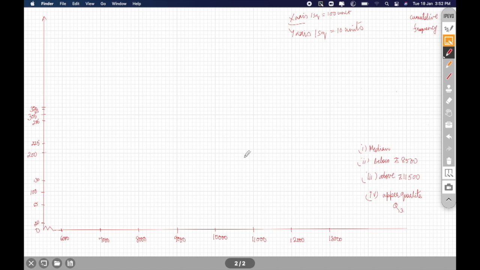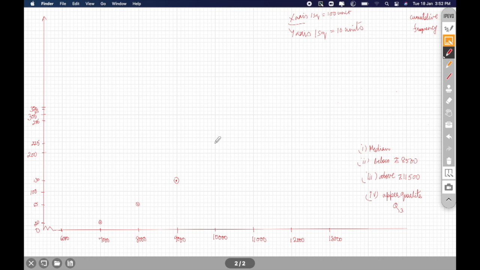Now let us plot. So for 7,000 it is 20. This is the first point. For 8,000 it is 65. So we are plotting it here. This is the position of 8,065. Next with 9,000 it is 130. So 130 is here. This is 9,000 and 130. Next 10,000 with 225. So 225 you can see it is somewhere here.